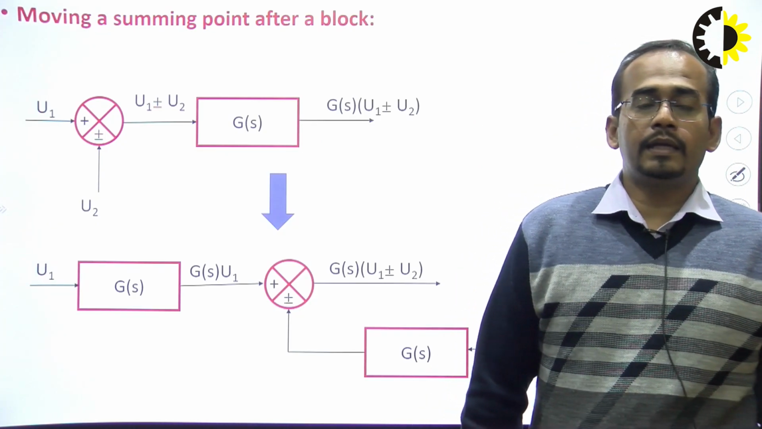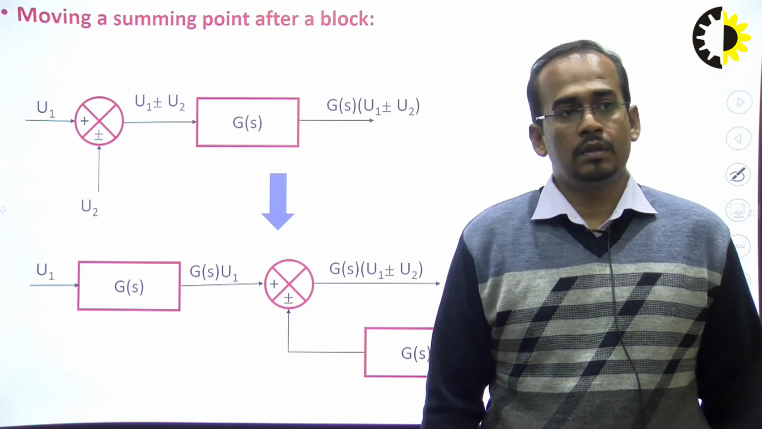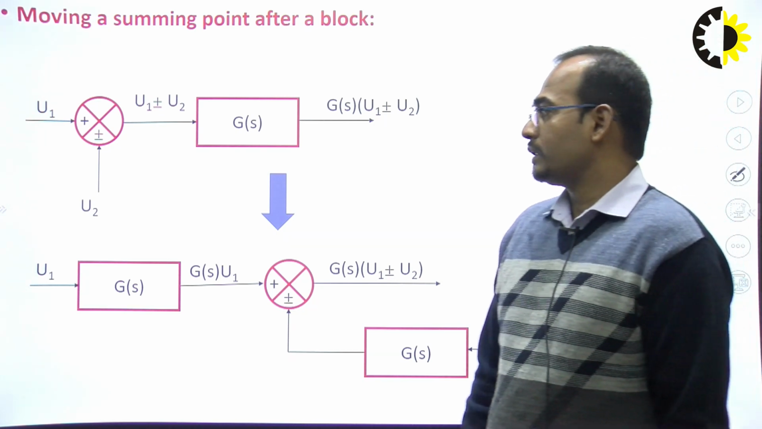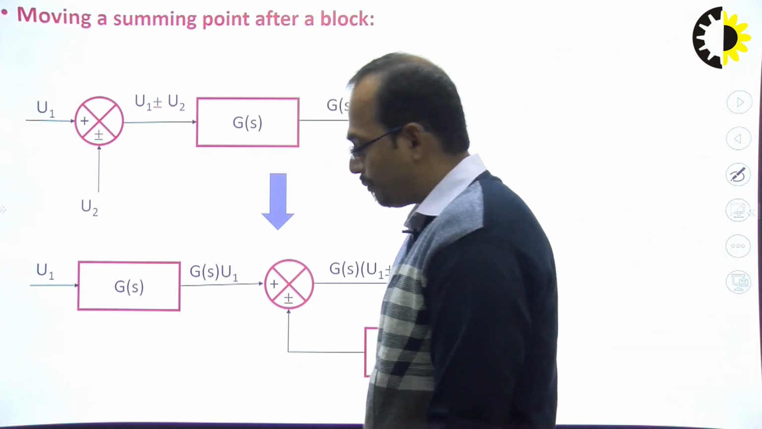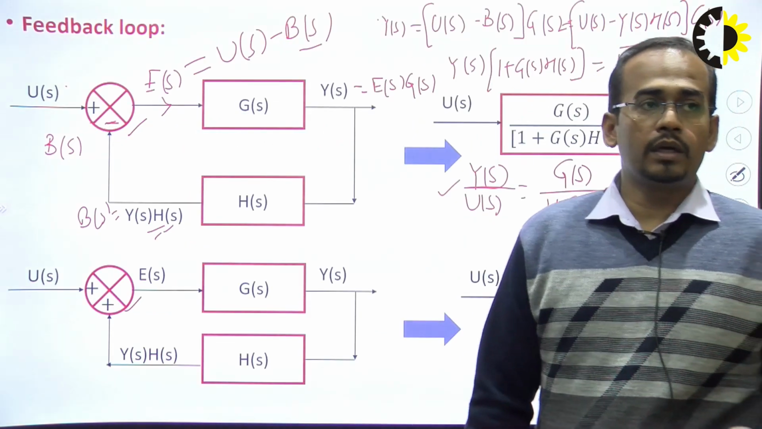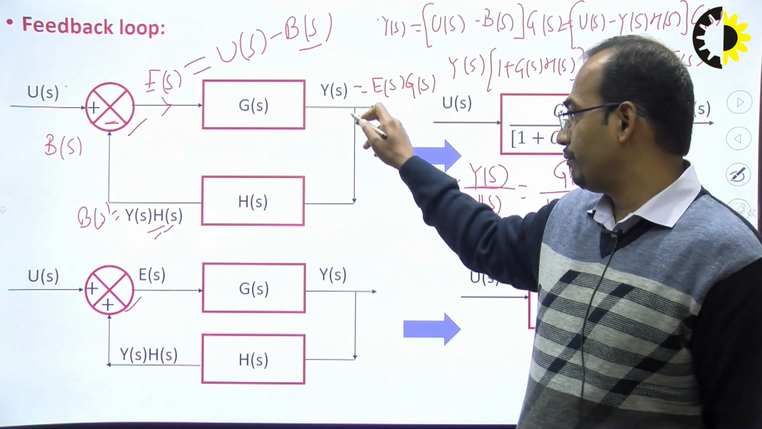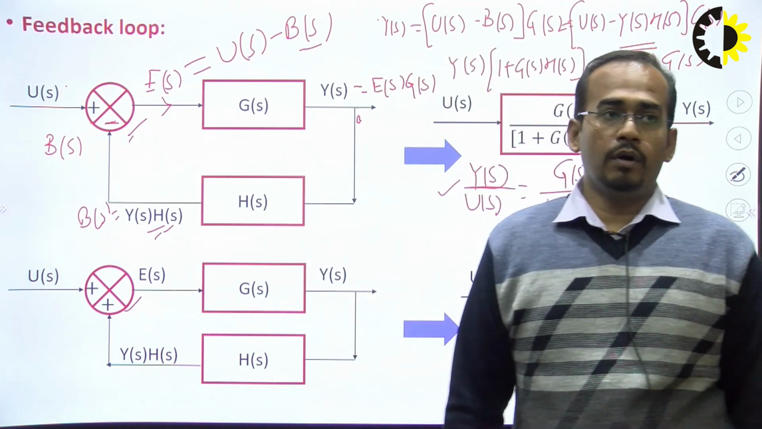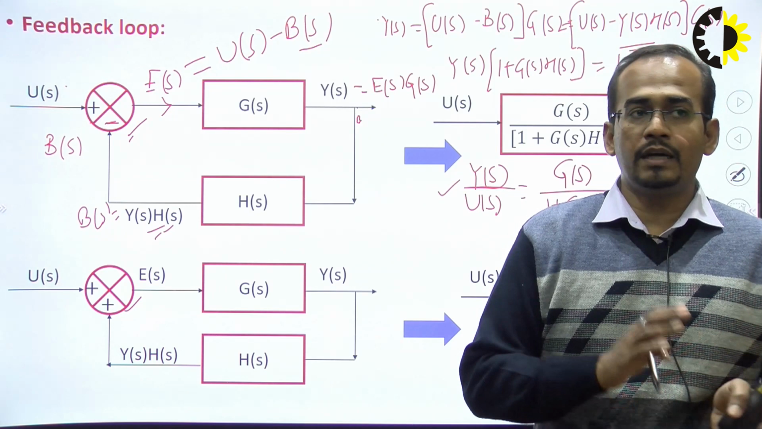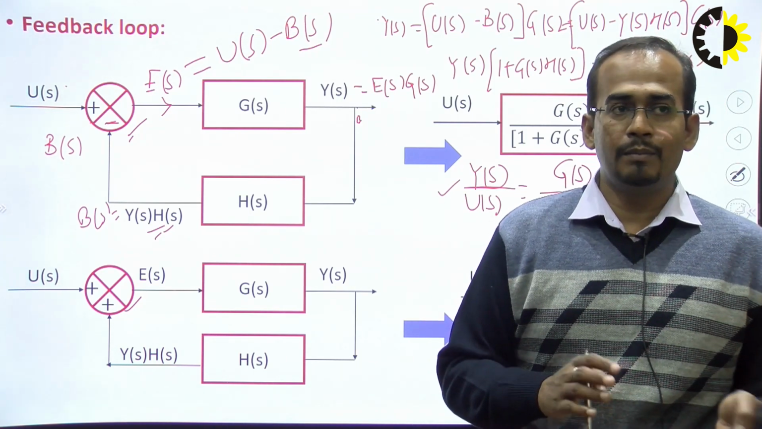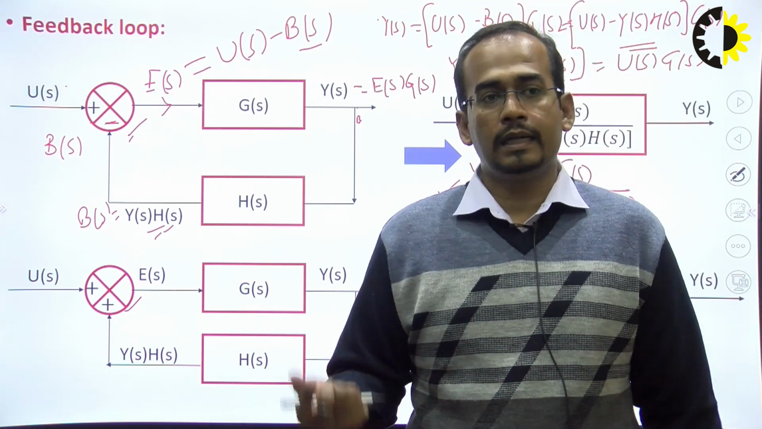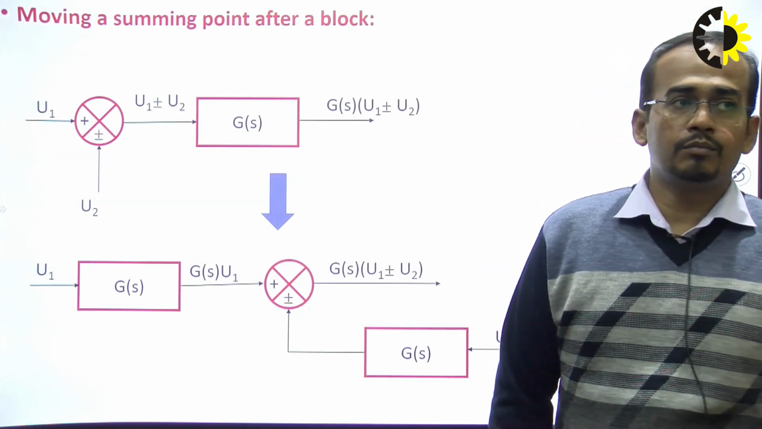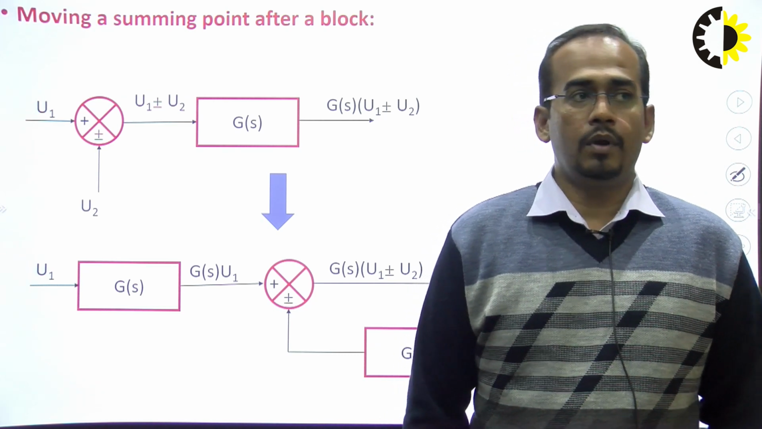Moving a summing point after a block. So what is the summing point and what is the takeoff point? If I am talking about the standard canonical form, this is the takeoff point and this is the summing point. We are going to perform the operation by moving the summing point after the block and before the block, and by moving the takeoff point before the block and after the block.